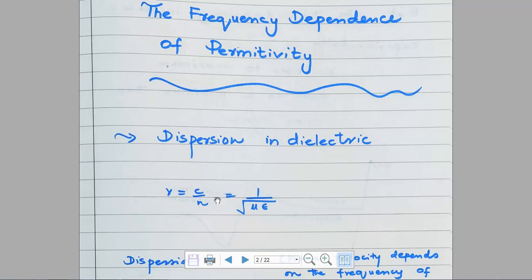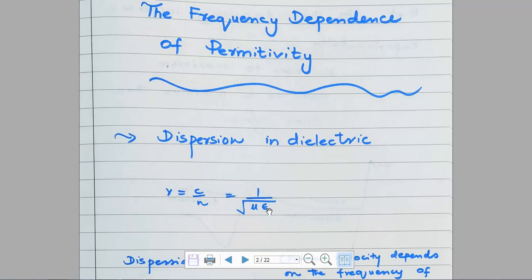You know, when a plane wave propagates through a simple dielectric with phase velocity v, which is equal to c over n, equal to 1 over square root of mu into epsilon. Here we have assumed permittivity and permeability of the dielectric are constant, hence the phase velocity will also be independent of frequency of the wave. Mu is the permeability and epsilon is the permittivity of the material.